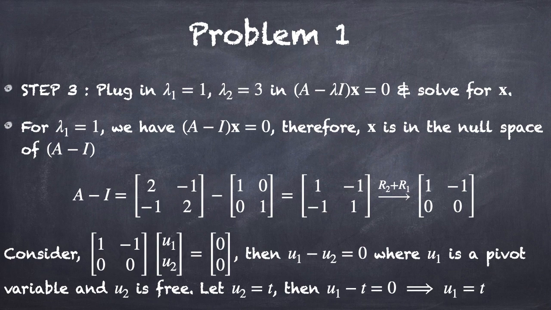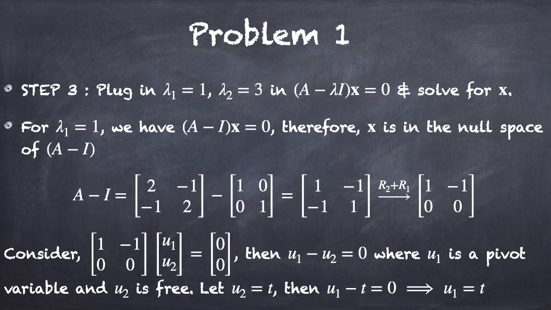So the first column should be the pivot column, or the pivot variable. So u1 is the pivot variable, and that tells you that u2 should be a free variable because there's no pivot in the second row. As we don't have any pivot in the second row, u2 would be a free variable. So let u2 equal t, because it could take any possible value as it's a free variable.